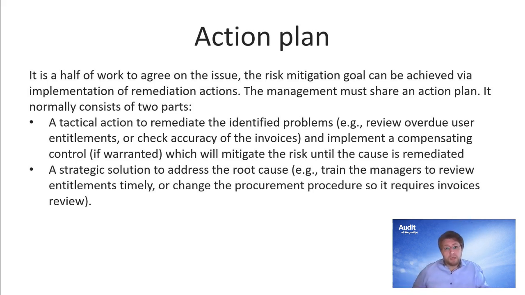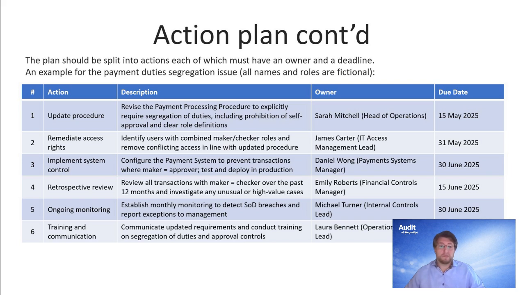We must be sure that the people don't have those privileges combined. They should be revoked, and probably the compensating control should be implemented. Kind of a workaround will mitigate the risk until the strategic solution is delivered. And second point is strategic fix, strategic solution, which will address the root cause. So tactical action addresses the symptoms, strategic solution addresses the root cause, and once the strategic solution is delivered and implemented, we can consider risk is mitigated, and the remediation is finished and sent to internal audit for the validation. And here you see an example of an action plan.